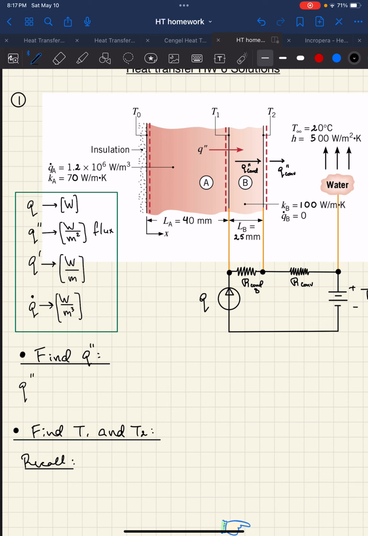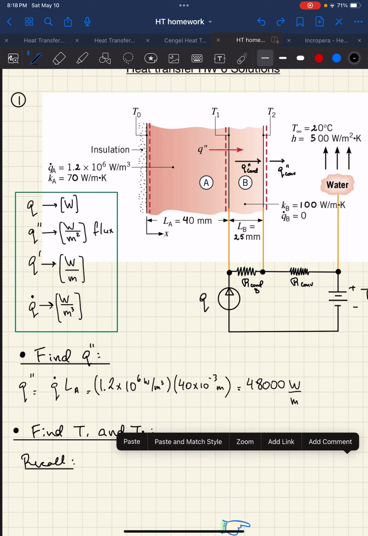So Q double prime is going to be our Q dot times the length of the material that's generating heat, which in this case is material A. So Q dot, they give it to us, 1.2 times 10 to the 6 watts per meter cubed. I multiply that by the length of material A, which is 40 millimeters, so 40 times 10 to the minus 3 meters. So we're going to get here 48,000 watts per meter squared. That squared is a little bit illegible. Let me fix that.